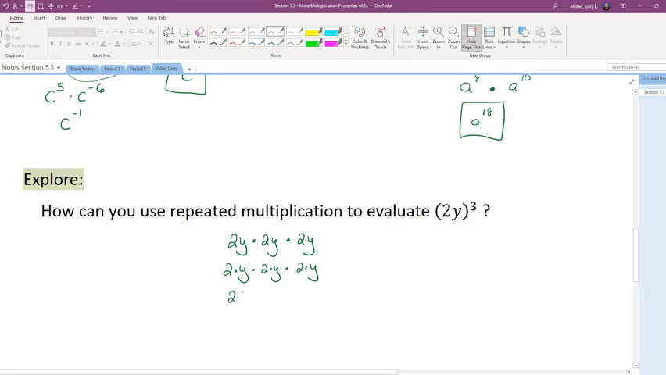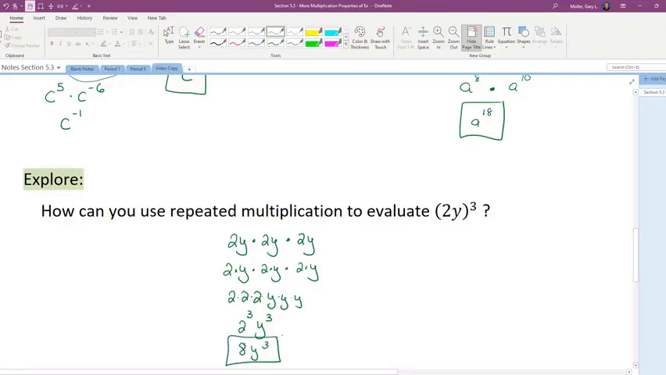So I prefer to look at this as 2 times 2 times 2, and then y times y times y. Or in other words, 2 to the third, y to the third. And then 8y to the third would be the best answer.